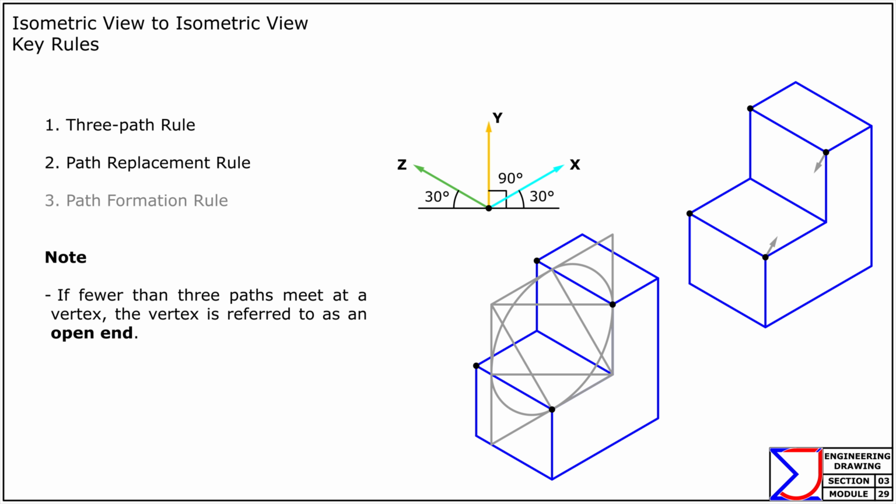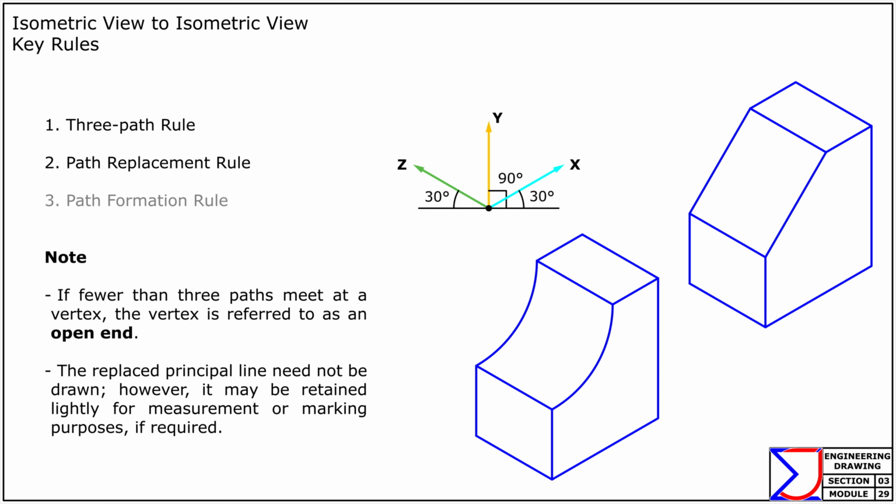2. Path replacement rule. If a vertex lies on a sloped or curved surface, one axis parallel path is replaced by a surface parallel path, straight for sloped surfaces and curved for curved surfaces. 3. Path formation rule. Sloped paths are formed by locating and joining the end vertices, while curved paths are drawn as isometric circular arcs in the appropriate plane. With these fundamental principles in mind, let's begin.